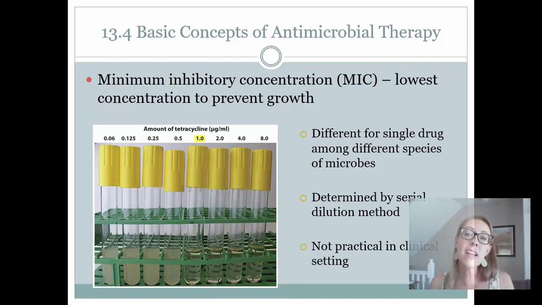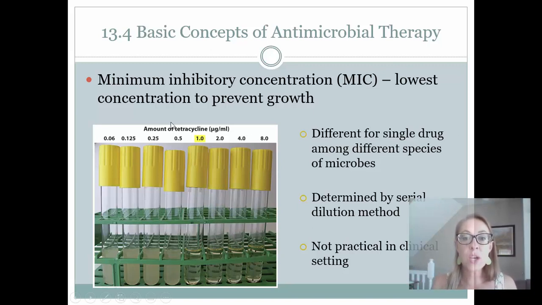So when this is done in a lab, it is limited to one antibiotic and its effects on one species of bacteria. This MIC is going to be different among different microbial species if we're looking at a single drug. If we are looking at multiple drugs and how they affect a single species, each of those drugs is going to have its own MIC as well. So let's look at one example and see how this is set up.